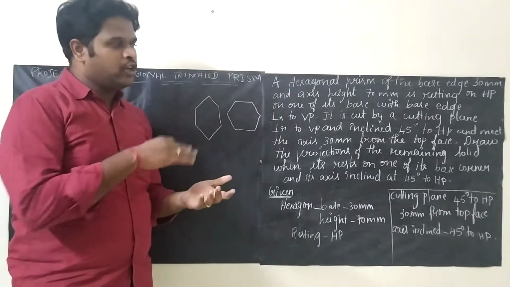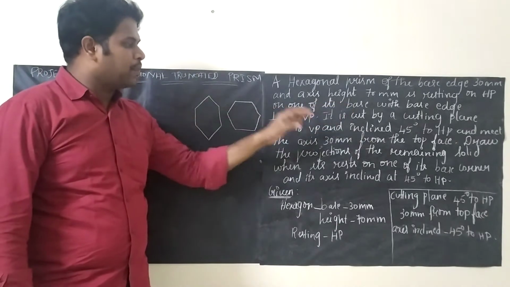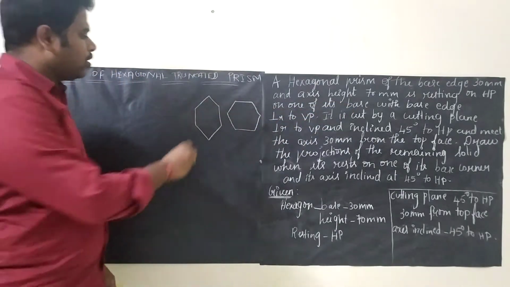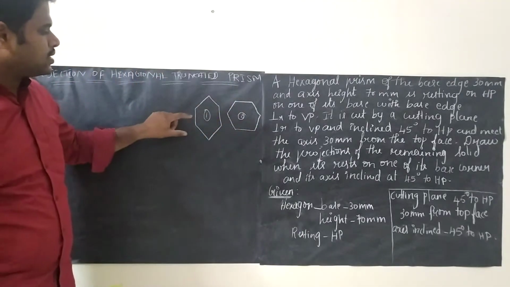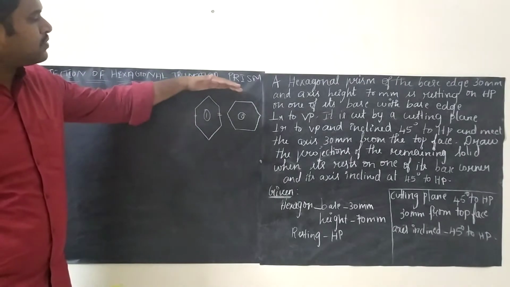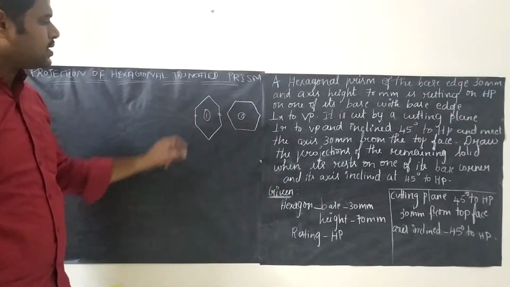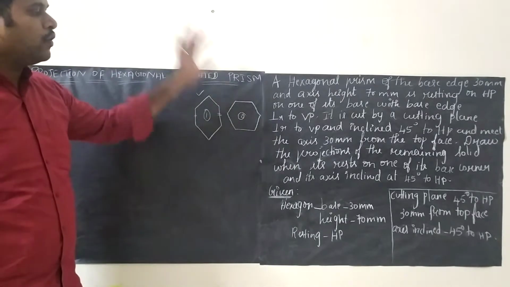So the top view we will be drawing first, and on one of its base with base edges perpendicular to VP. So hexagon we can draw in two ways, either first one or second one. They clearly said that the base edges, so these are the base edges. So the base edges are perpendicular. So if the base edges are perpendicular to VP, we have to go with the first diagram. If the bases are parallel, we have to go with the second diagram.